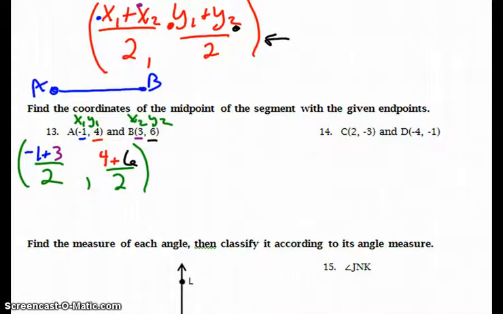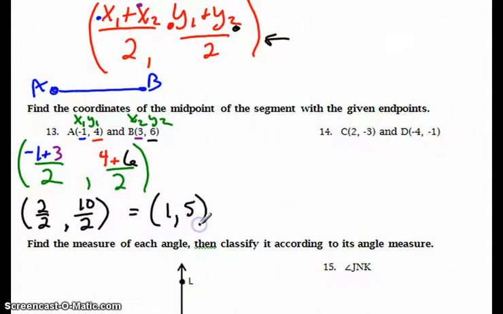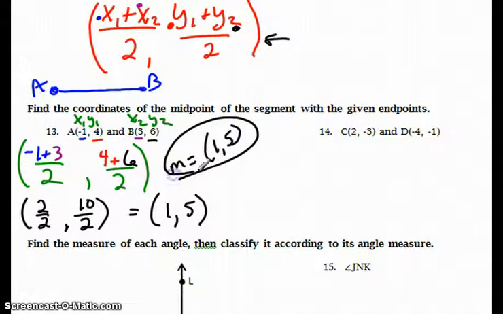And then you follow order of operations. So negative 1 plus 3 is 2 over 2. 4 plus 6 is 10 over 2. And then you simplify. Well, what is 2 over 2? That's 1. What's 10 over 2? 5. So the midpoint, let's call it M, of segment AB is going to be the point 1, 5. So that's your answer to number 13.